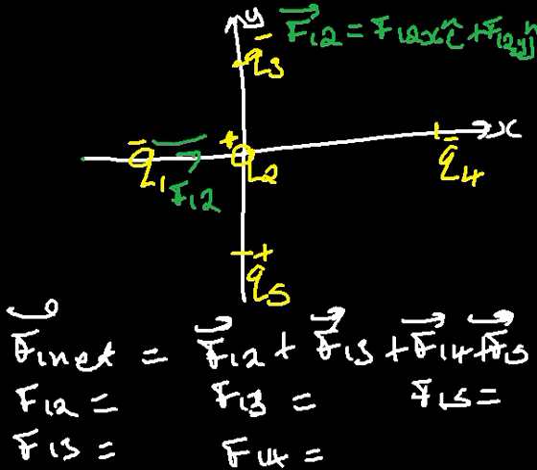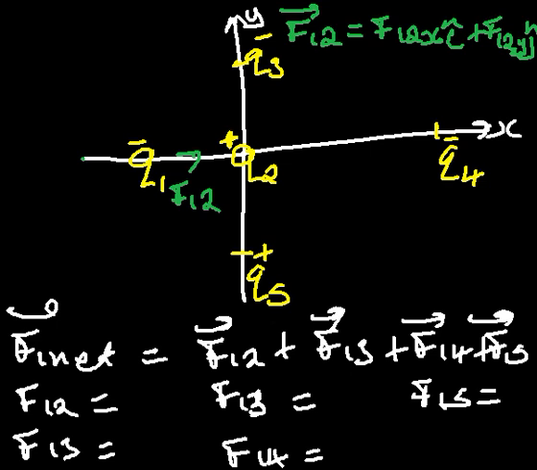It is towards the positive direction. Upon resolving, you see that the x component of the force F12 will be the same as F12, since the force is along the x-axis towards the positive direction. And the y component will be zero, because this force has no component along the y-axis. So we'll have that at the end of the day.